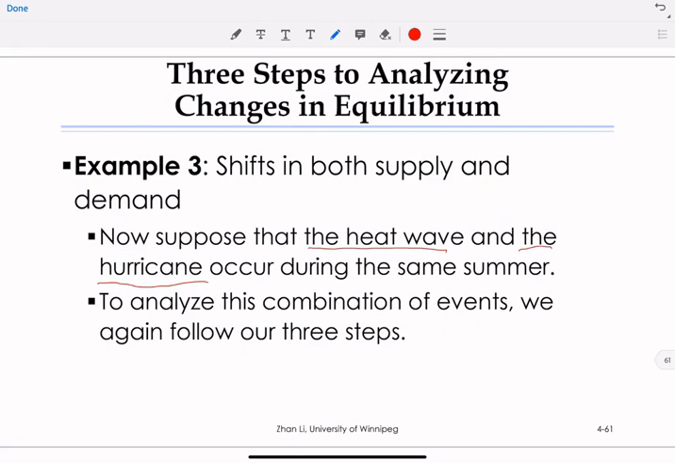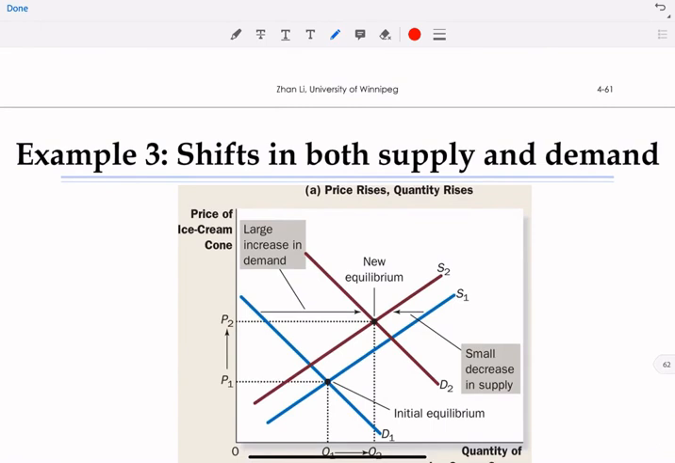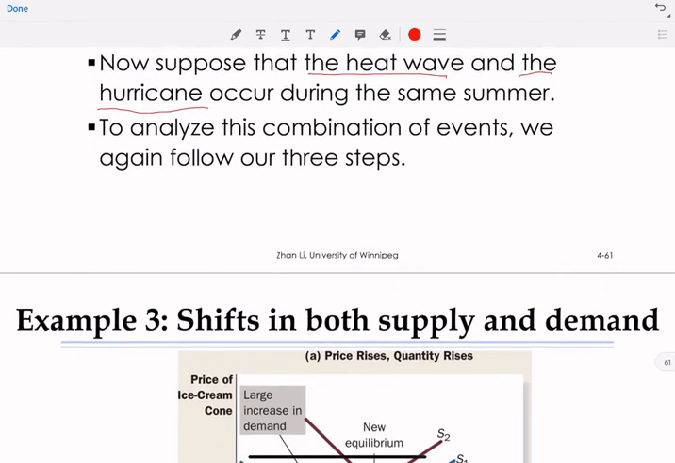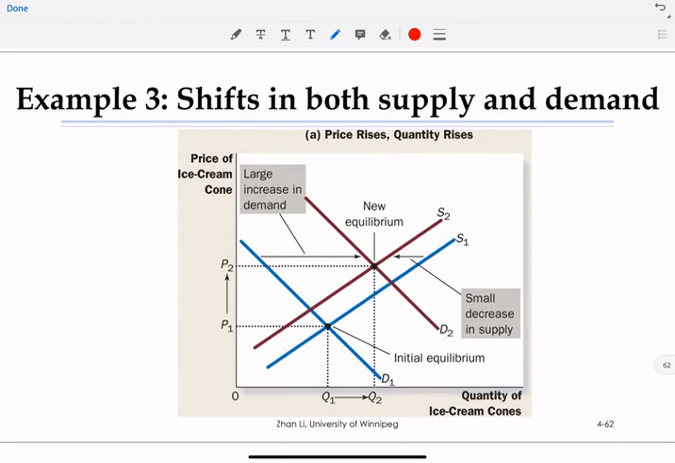Now, for the third step, we want to examine how equilibrium quantity and equilibrium price will change. So we would use this graph here, right? Let me use the graph in the lecture note because it's actually quite clear. So let's see. So this is the initial equilibrium point, right? And we know that the demand curve would shift to the right, and supply curve would shift to the left. So this gives us a new equilibrium point.